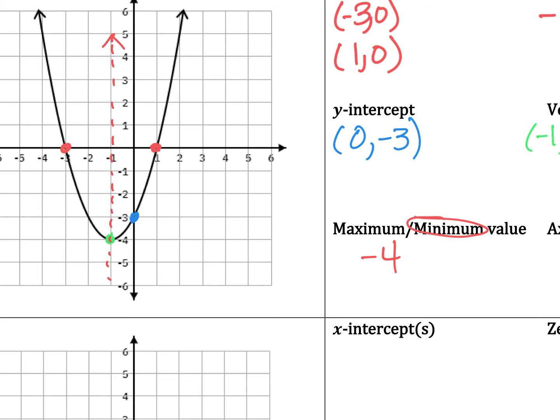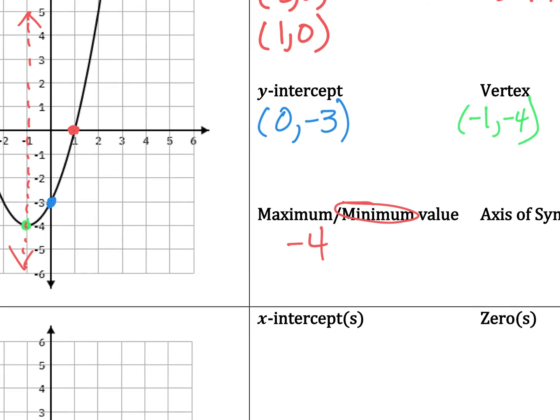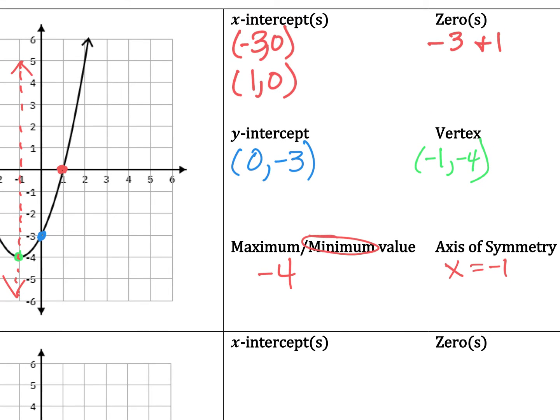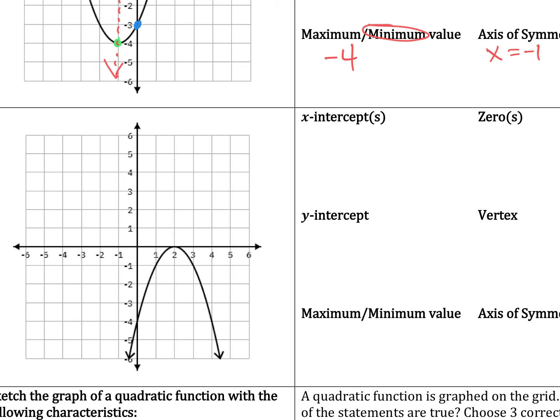So that's my axis of symmetry, and it goes through what value on the x-axis? -1. It goes through -1. So it goes through the x-axis at -1. So it's x equals -1 would be my axis of symmetry. All right, go ahead and try the second one on your own.